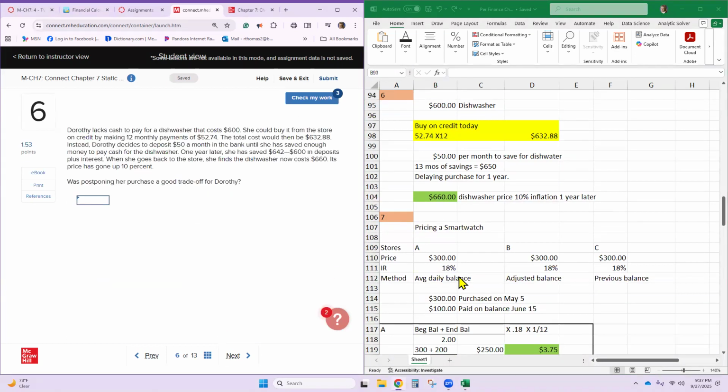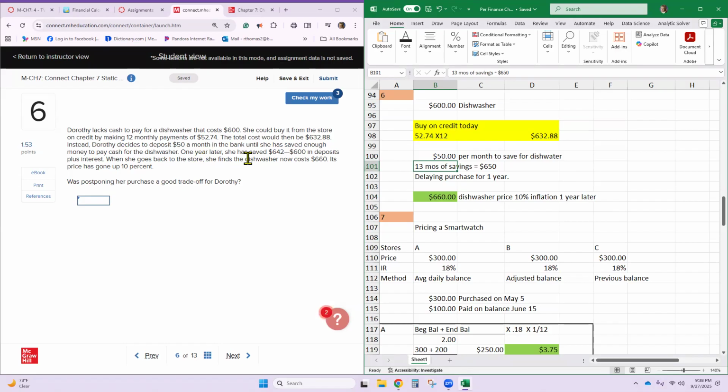Number 6, Dorothy lacks cash to pay for dishwasher that costs $600. She could buy it from the store on credit by making 12 monthly payments of $52.74. The total cost would then be $632.88. So I double checked their math here. Yep, that's right. Instead, Dorothy decides to deposit $50 a month in the bank until she has saved enough money to pay cash for the dishwasher. All right, so she's wanting to sock away $50 a month. She's going to wash her own dishes in the sink until she can afford the dishwasher.